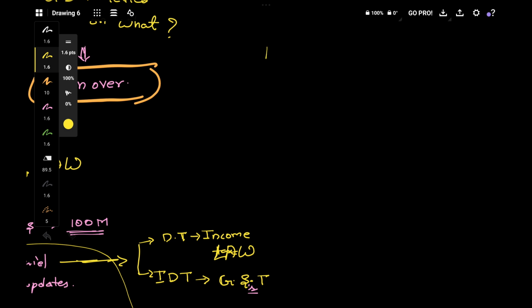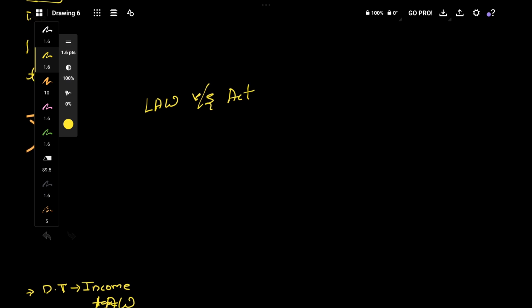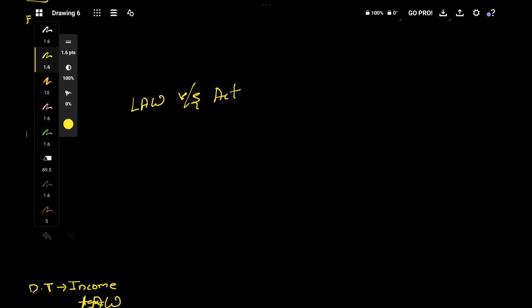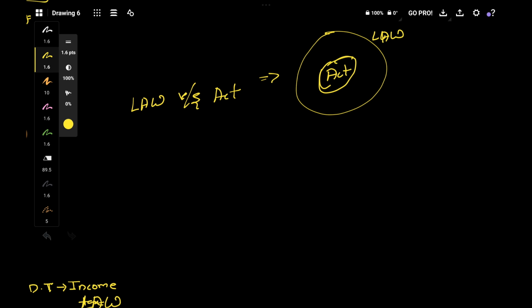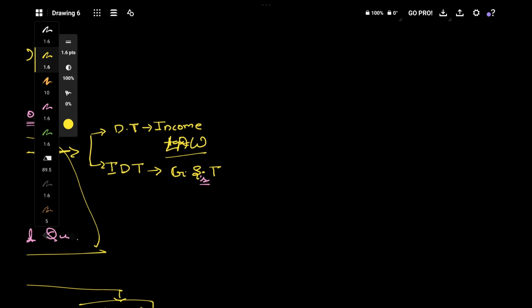Now I want to ask you a question. What is the difference between law and act? I just want you to take a minute, pause for 5 to 10 seconds and answer it yourself. And I'm going to answer it right now. Law is a broader term. This is law. And act is a subset of law. It is a somewhat narrower term than law.